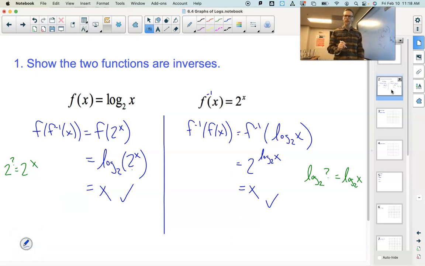And we just proved that these two functions are inverse. F of x equals the log base 2 of x and f of x equals 2 to the x are inverses. One of them is a logarithm base 2 and the other one's the exponential base 2. And we see that they're inverses.